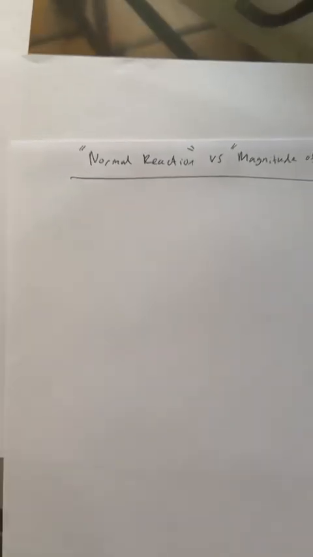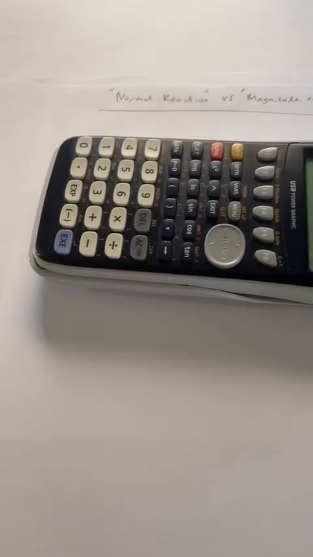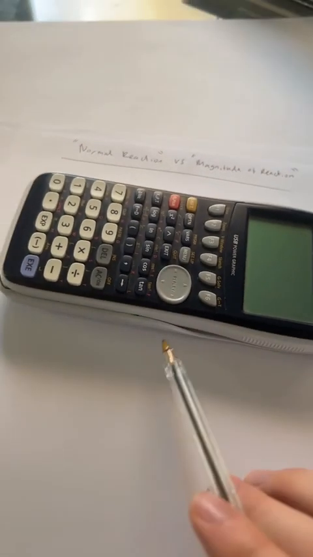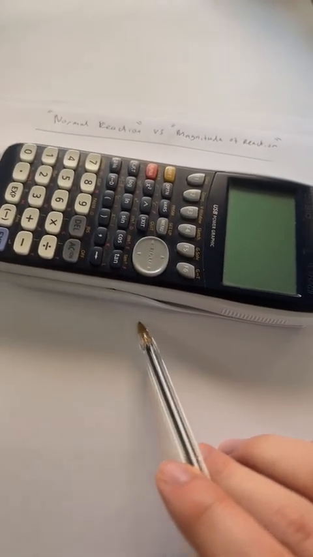But anyway, what is the difference between a normal reaction and a magnitude of a reaction? I'm going to use my calculator to try and explain. And I don't mean plug numbers into the calculator, I just mean use the calculator as an experiment. Now, what we can see here, there are no forces going to the left and there are no forces going to the right. We just have the calculator on the table. So we have a weight going down and we have a reaction force. And that reaction force goes in the opposite direction to the force of the weight going down.